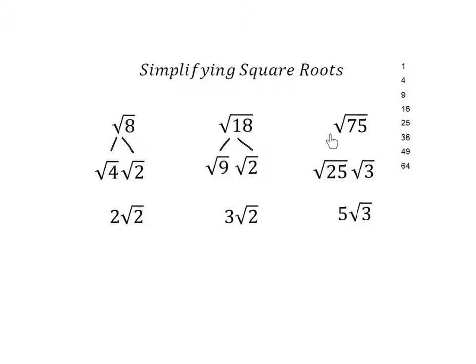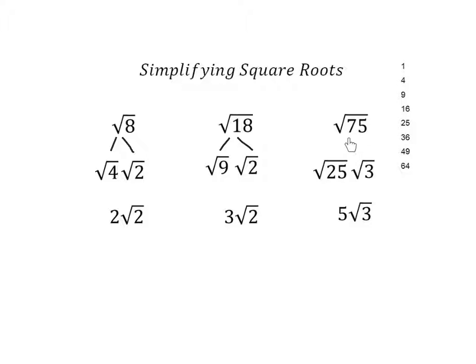The last example is the square root of 75. If you look down this list, the biggest number that can go into 75 is 25. Well, if you are not sure, you can take your calculator and start dividing. 75 divided by 4 leaves you with a remainder. 75 divided by 9 leaves you with a remainder. By 16, a remainder. The only number that can go into 75 here is 25. So from this perfect square list, 25 is the one that can go.